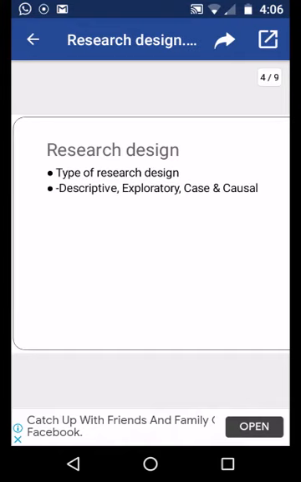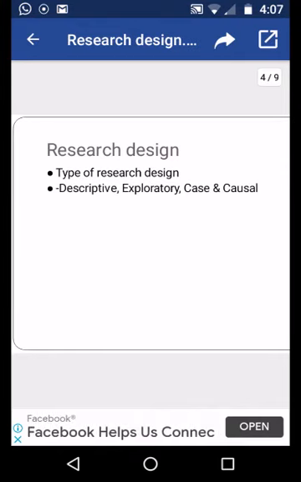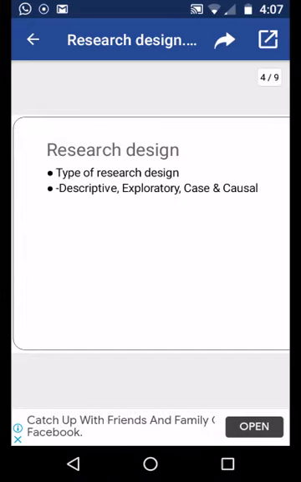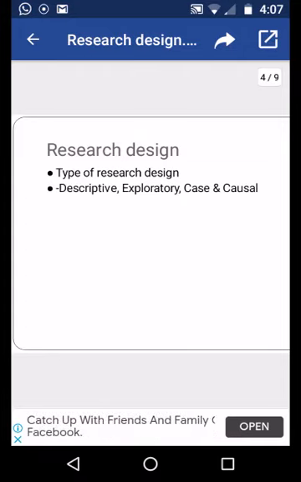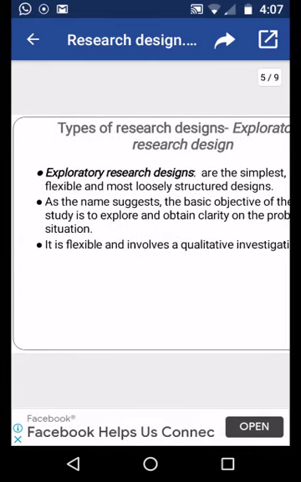Now about types of research design, there are basically 4 types: descriptive, exploratory, case study, and causal. Descriptive research design is suitable for survey based study, or where you are describing the population. Detailed explanation is given in the next slides. Let us move on to the next slide.